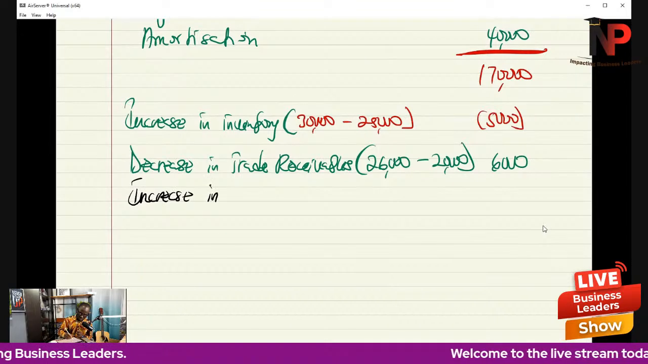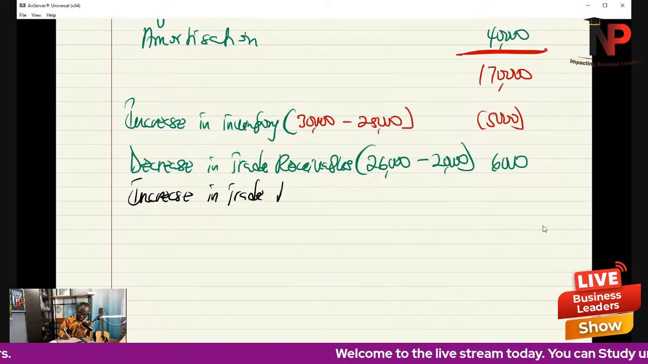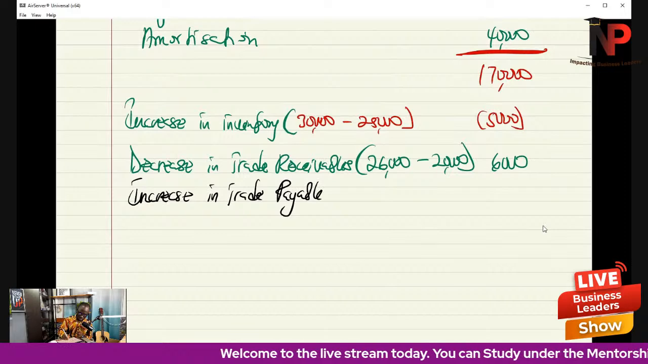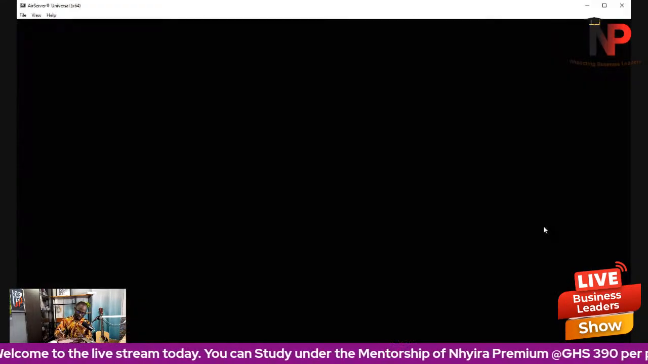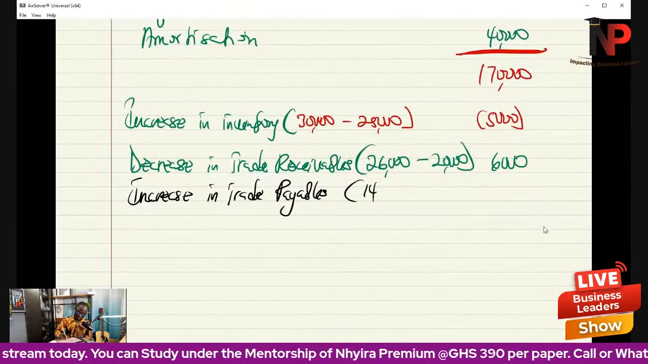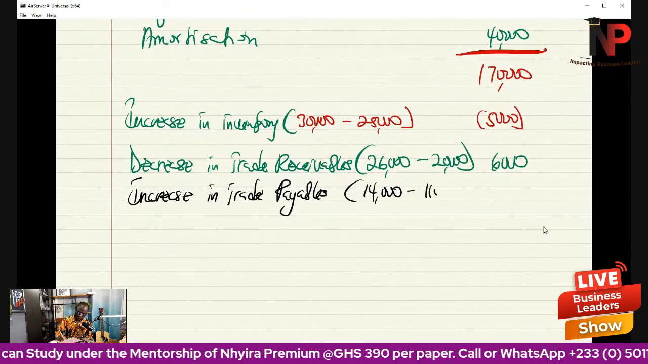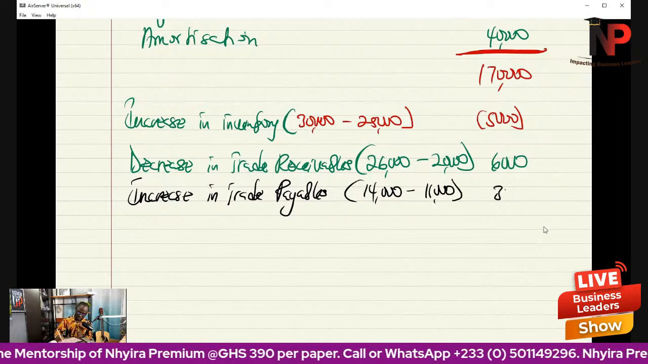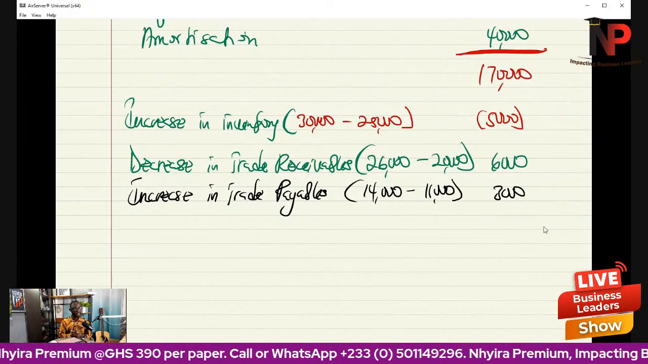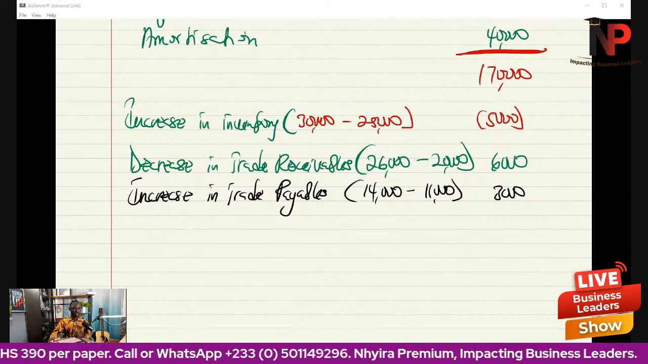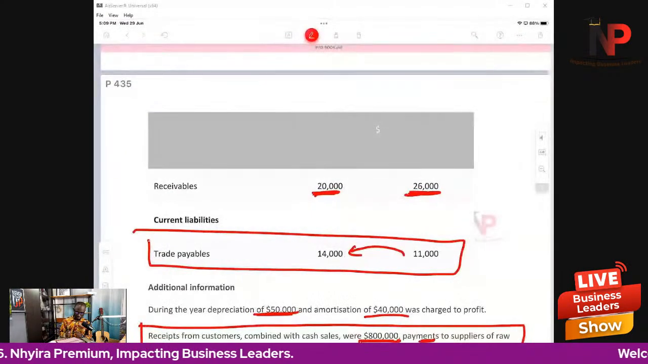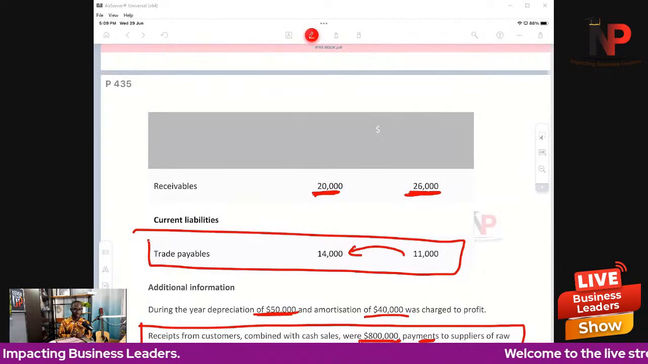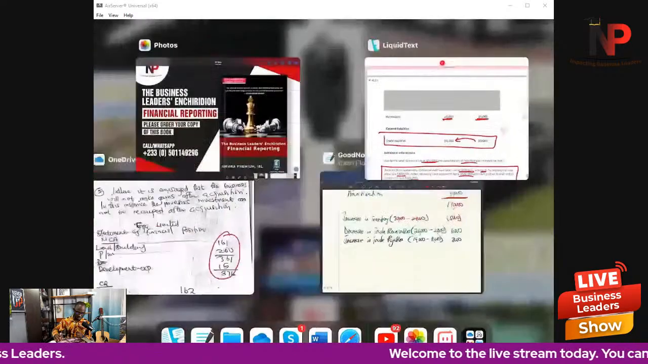So increase in trade payables. And that's going to be an amount of 14,000 minus 11,000, and that gives us an amount of 3,000. And that's an inflow. So that is all about the movement in the working capital of the company.